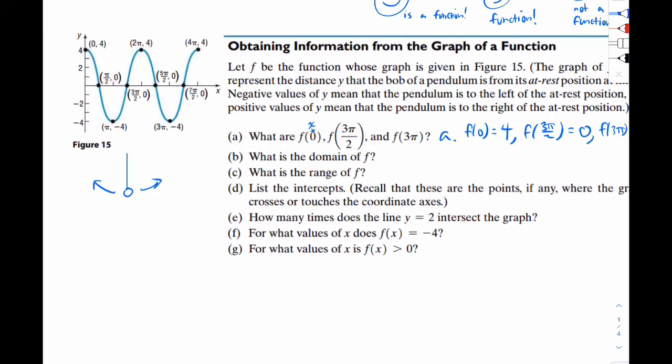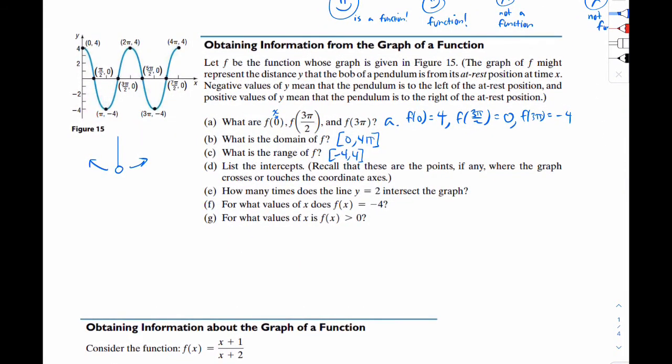For the domain, I can see that it starts at 0 and ends at 4 pi. So I'll write bracket 0 to 4 pi. For the range, I can see it's at -4 at the bottom, 4 at the top. So bracket -4 to 4. And I prefer interval. You could use set notation, but interval notation I think is easier here.